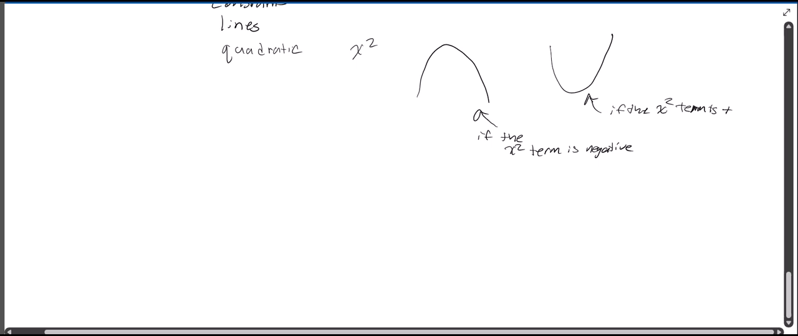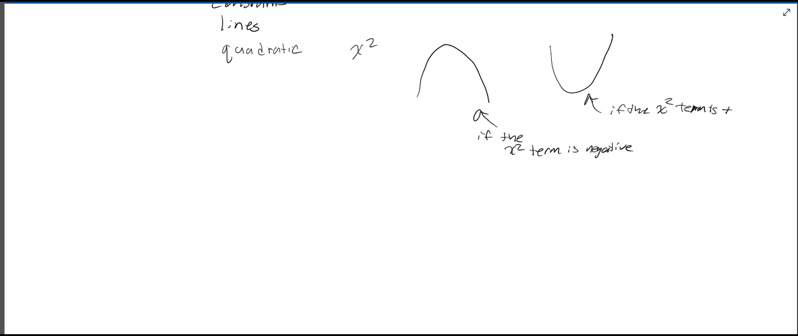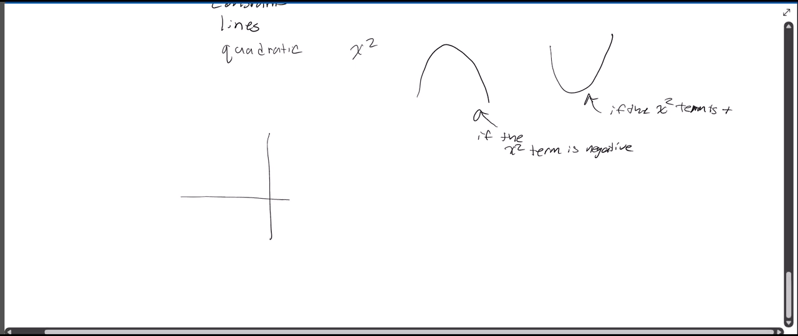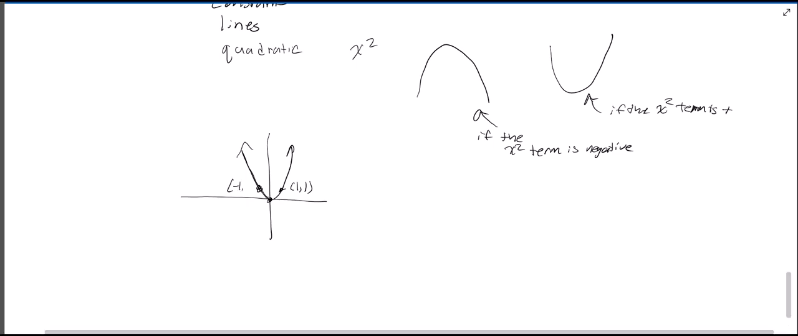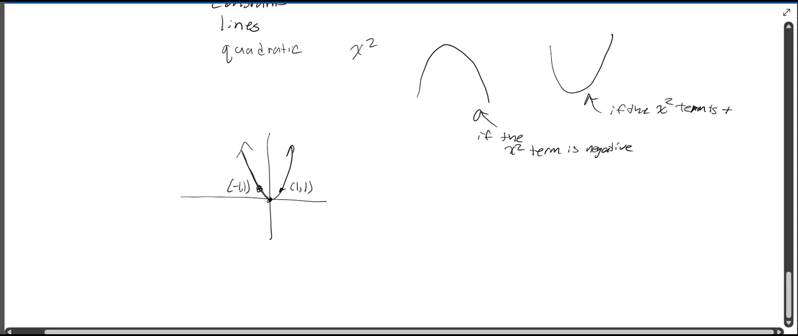I'm not going to go into a lot about how you find the vertex and everything, but I do want to remind you a little bit about the basics of translation. So our parent function is y equals x squared. That has the point 0, 0, and the point 1, 1, and the point negative 1, 1. And then if I make negative x squared, that flips it upside down. So negative turns it that way.